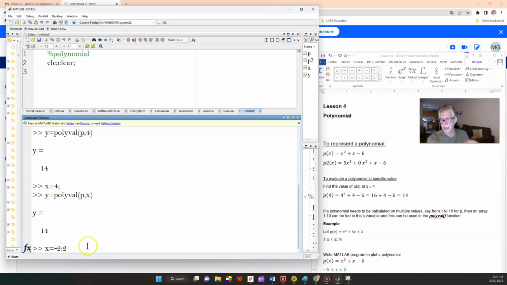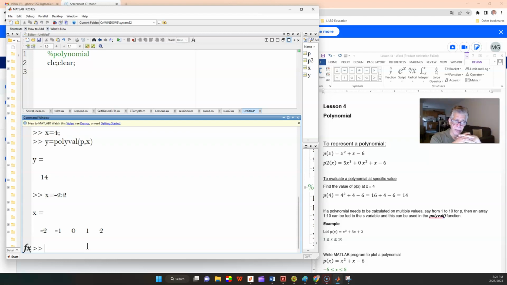If you write it like that, we explained last time, it means the default increment is 1. It's going to add 1 every time. So you have -2, -1, 0, 1, 2. So these are the values of x.